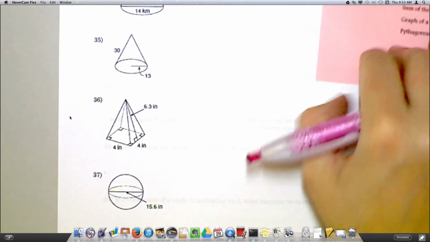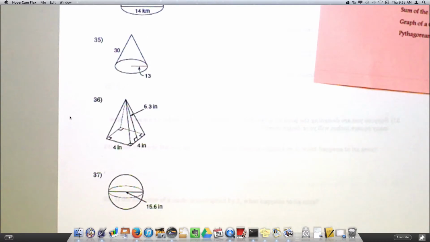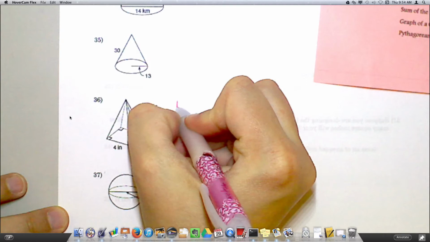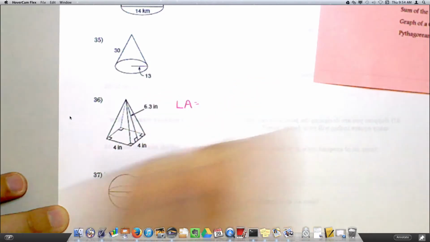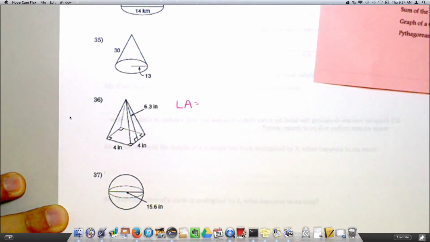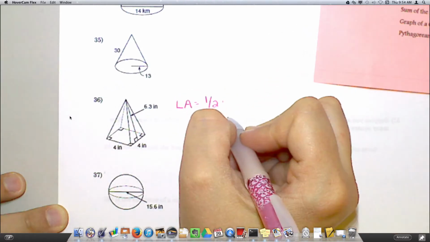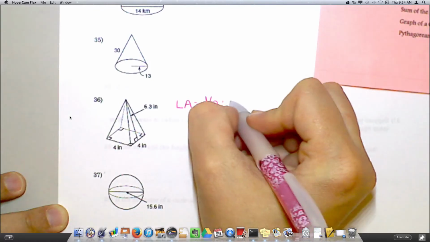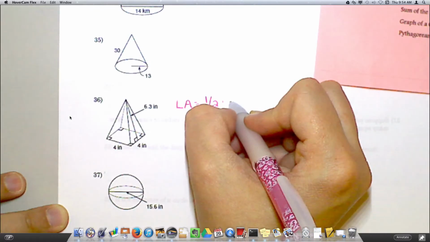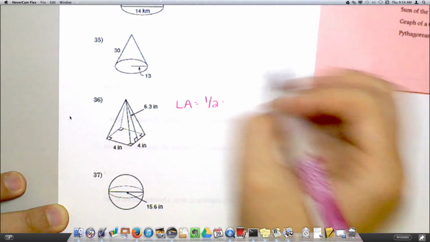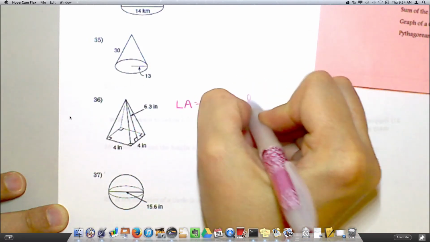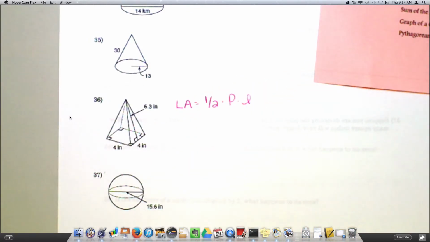Okay, so lateral area of a pyramid. What's the formula off the sheet? Spencer, how do you do lateral area of a pyramid? Okay, what does the P stand for? Perimeter times the slant height. Okay, Darian, stop.